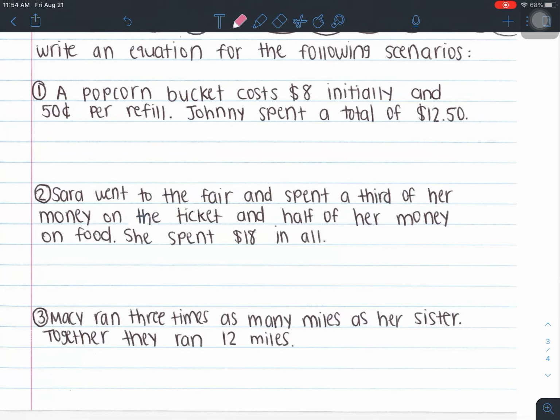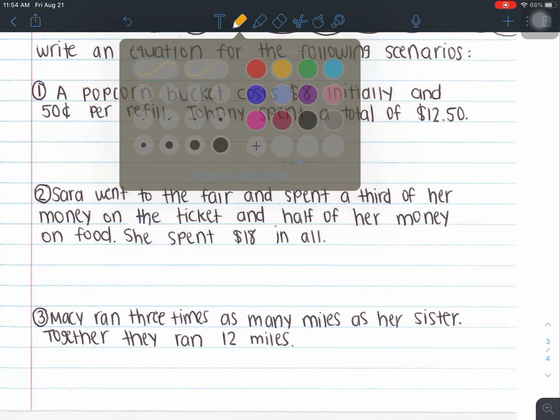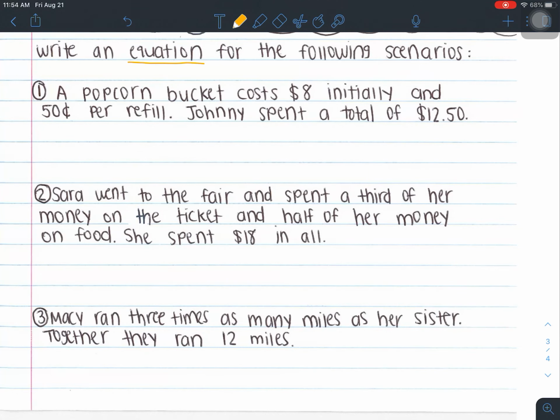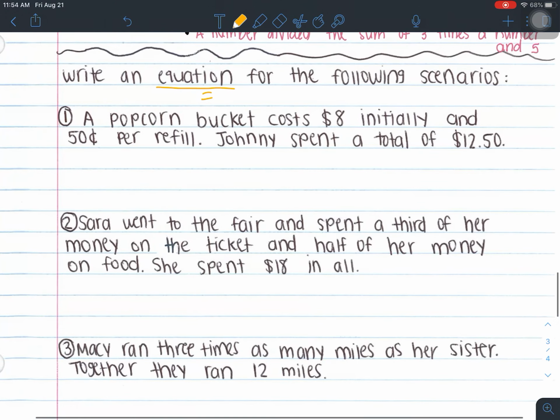And then we have our last 3, which are write an equation for the following scenario. So it says to write an equation. So I know for a fact that all of these will have an equal sign somewhere in there. Okay, so start with number 1. A popcorn bucket cost $8 initially and 50 cents per refill. Johnny spent a total of $12.50.